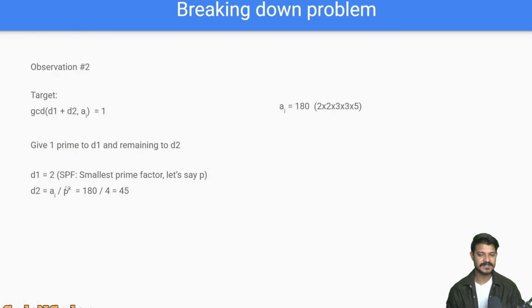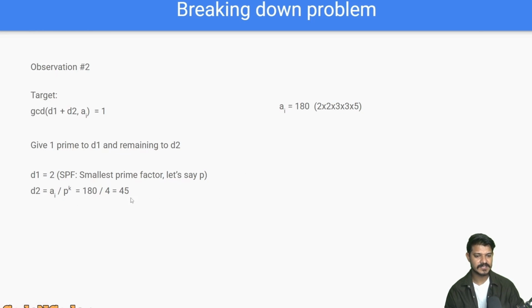So I'll take the smallest prime factor, give it to D1, and then the remaining I'll give to D2. Remaining means take AI and divide AI by the smallest prime factor as many times as you can, right? So in this case, you can divide it two times, right? P raised to power K is basically how many times it appears. K is how many times it appears in the prime factorization of AI. It appears two times, so you'll divide AI by 2 raised to power 2. Basically, remove all of the 2's from AI, and whatever remains, 3, 3, and 5, give it to D2, right?